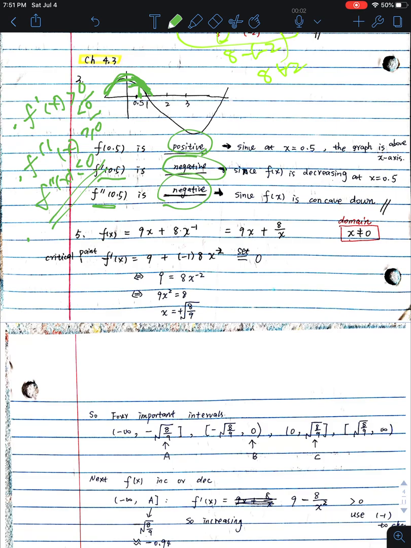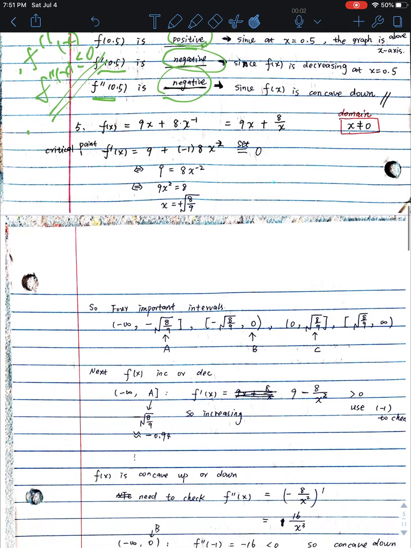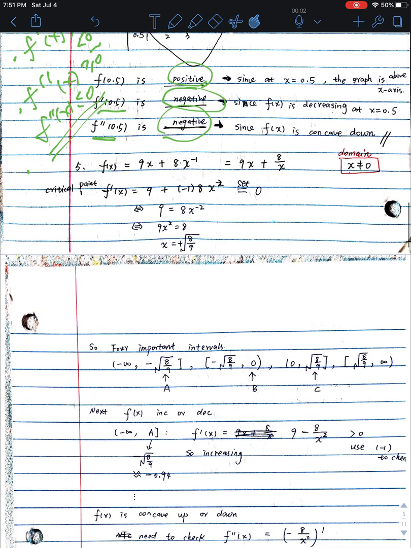And for question 5, the given function is f(x) equals 9x plus 8 times x to the power of negative 1. So x to the negative 1 power is just 1 over x, so that term is 8 over x. Here we can see, because x is in the denominator, and anything in the denominator cannot be 0, the domain is x does not equal 0.